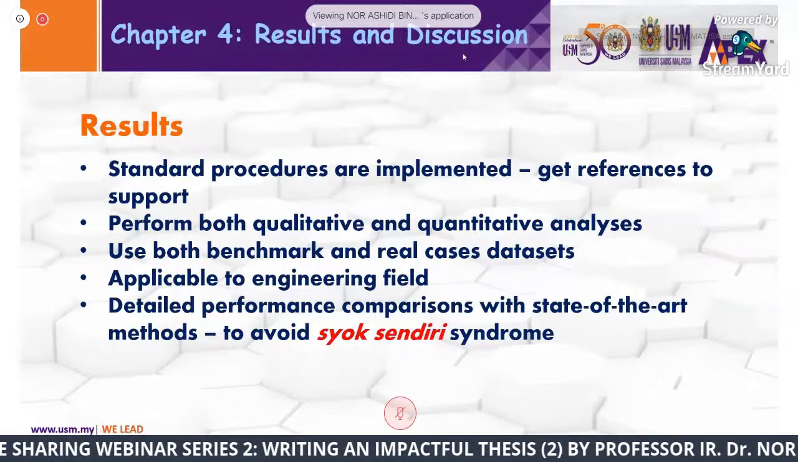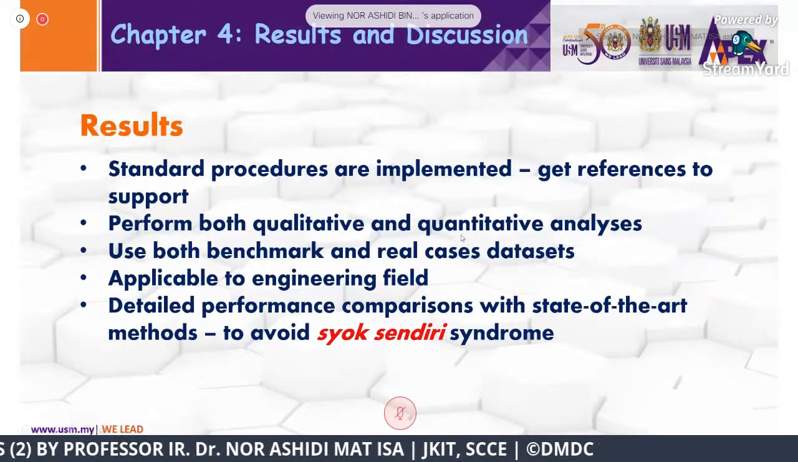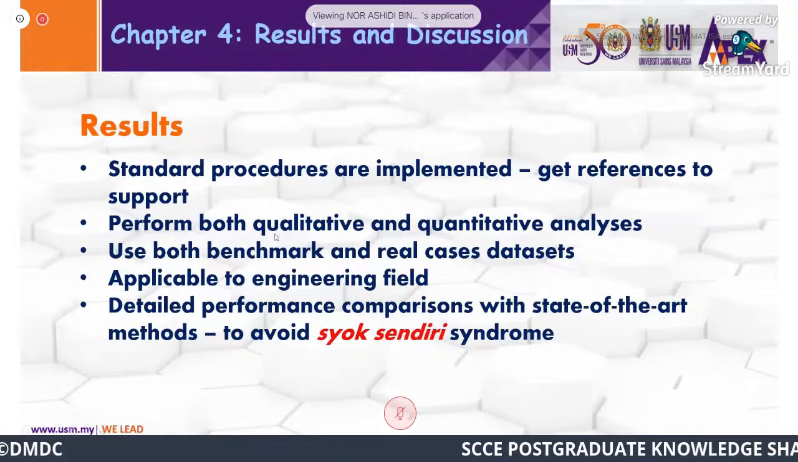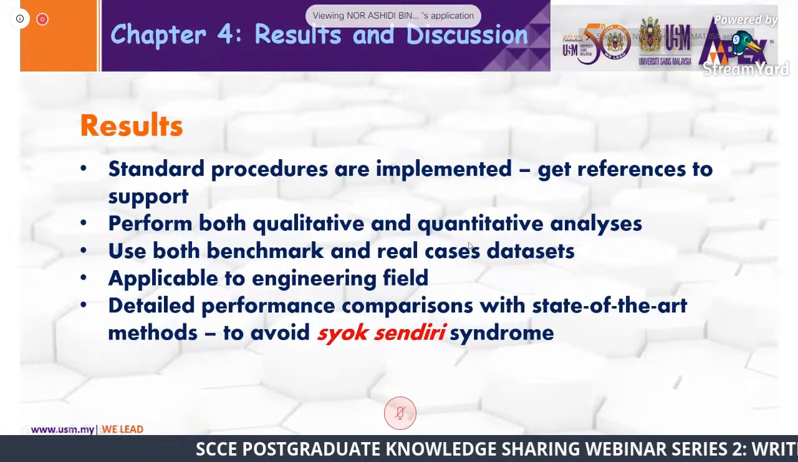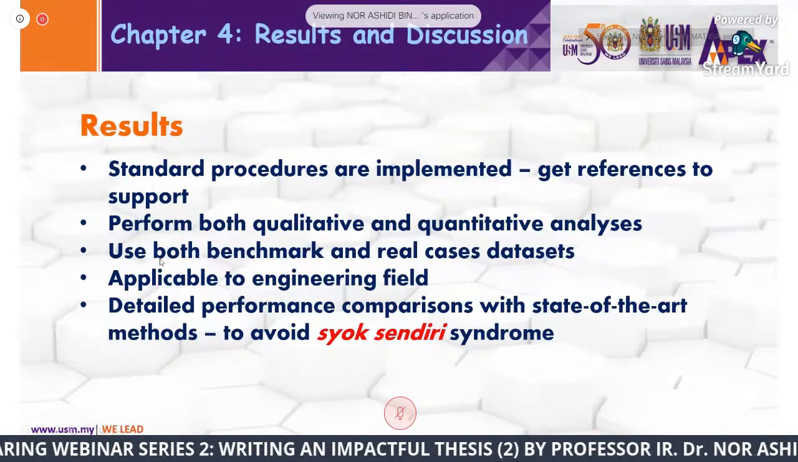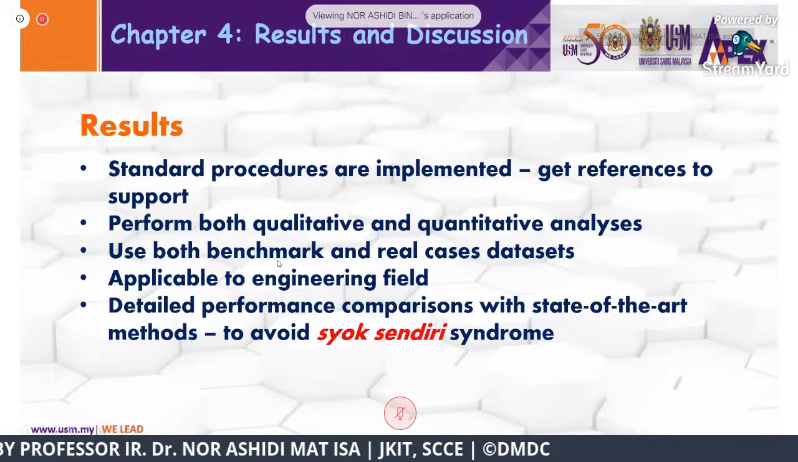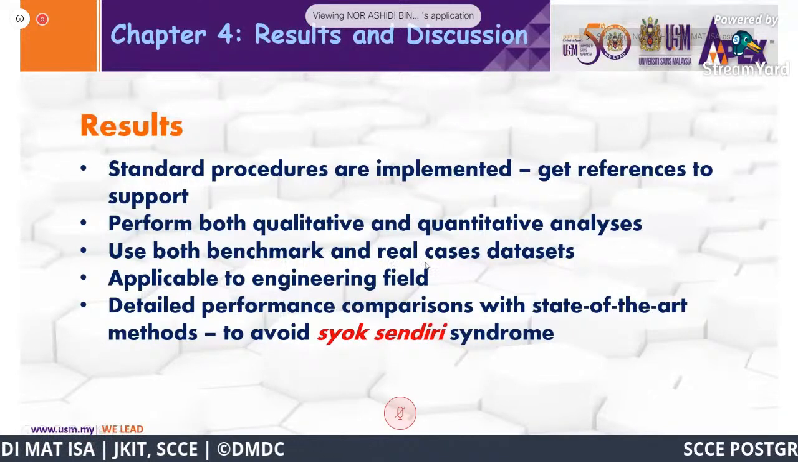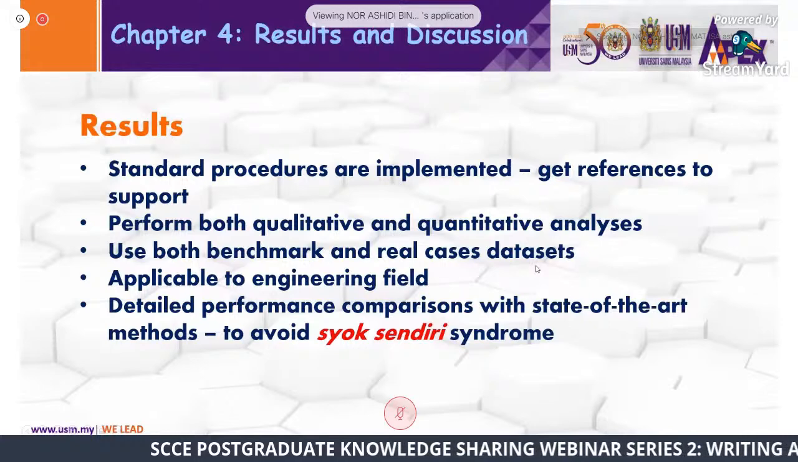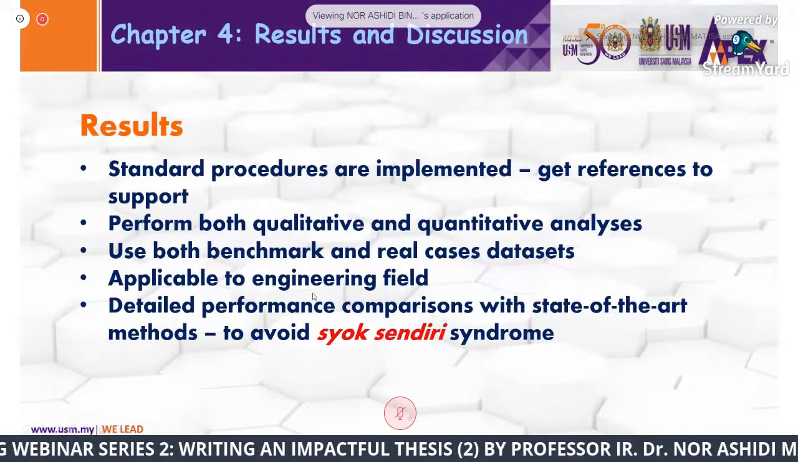You must perform both qualitative and quantitative analysis if possible, because some of you can only have quantitative, it's okay. But for images or whatever, it is best for you to have both analyses, qualitative and quantitative, and both must support each other. And as I mentioned, use benchmark data because you want to compare with the existing method, and you must also use a real case data set because we want to know the impact of your work on the engineering field. We want to know the applicability of your research to the engineering field.